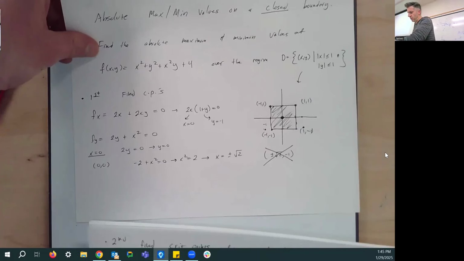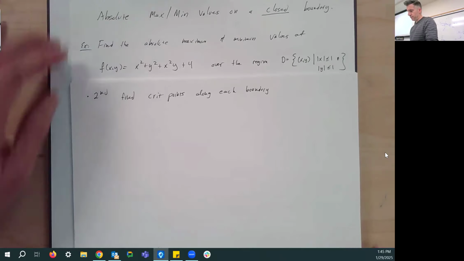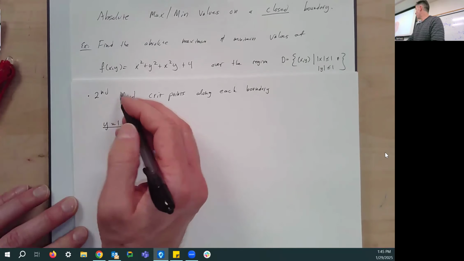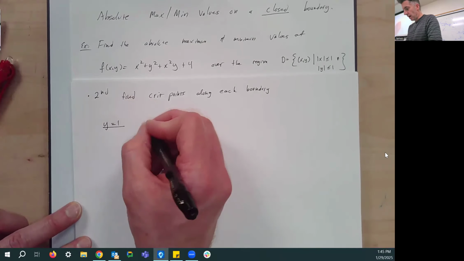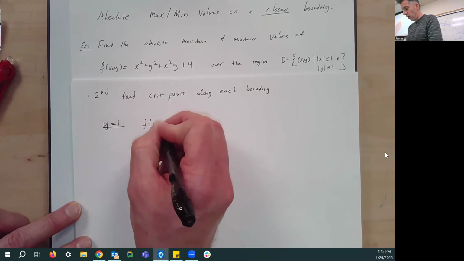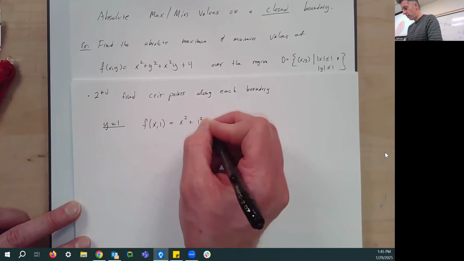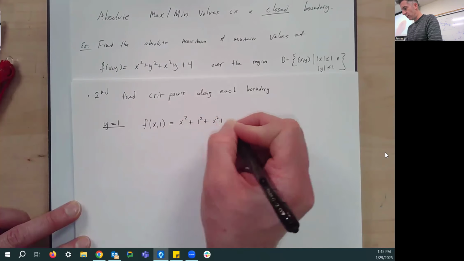I'm going to go up. So if I say y equal to 1, then my function becomes the following: f of (x, 1) equals x squared plus 1 squared plus x squared times 1 plus 4.